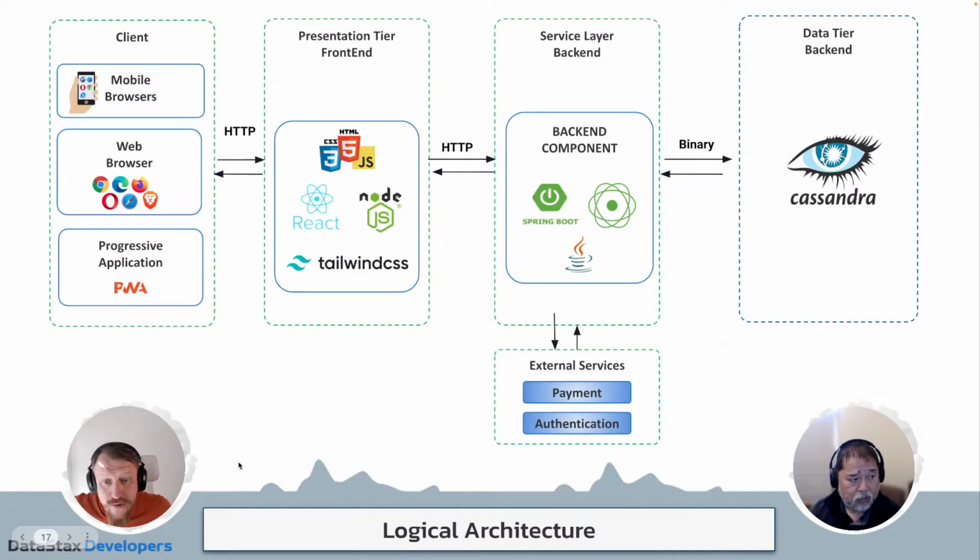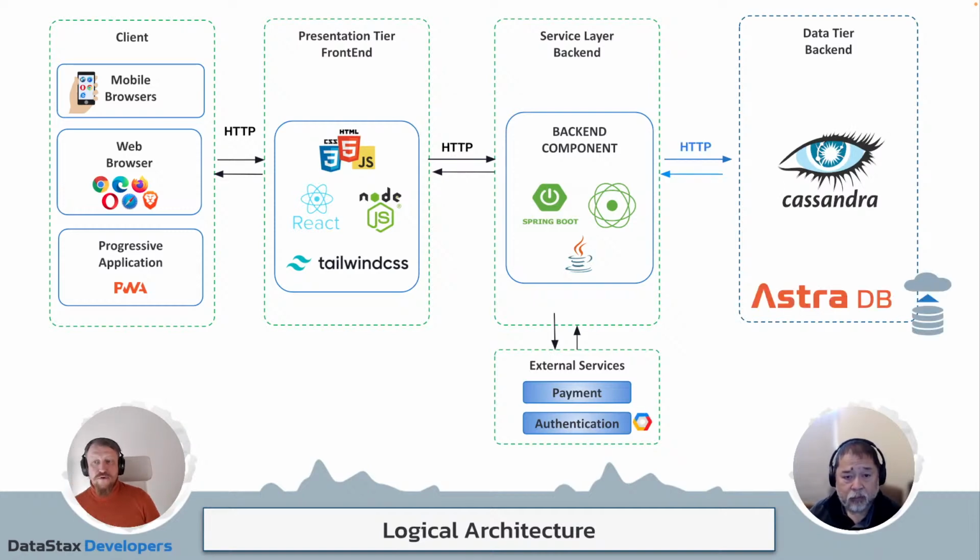So for the backend, for the data tier, we go with Cassandra, or Cassandra as a service, so Astra. For the front end, we go with React and JavaScript and Tailwind. For the backend components, it's going to be Java. If you see David in the workshop, it's mostly going to be Java. And Spring Boot and Spring Data with some external services with Google.